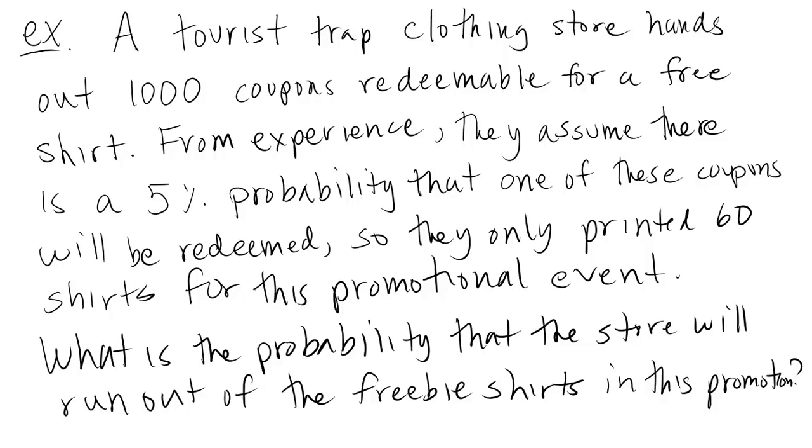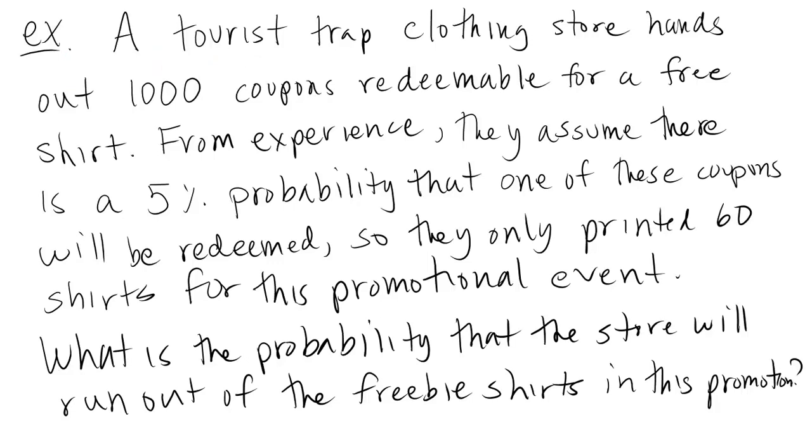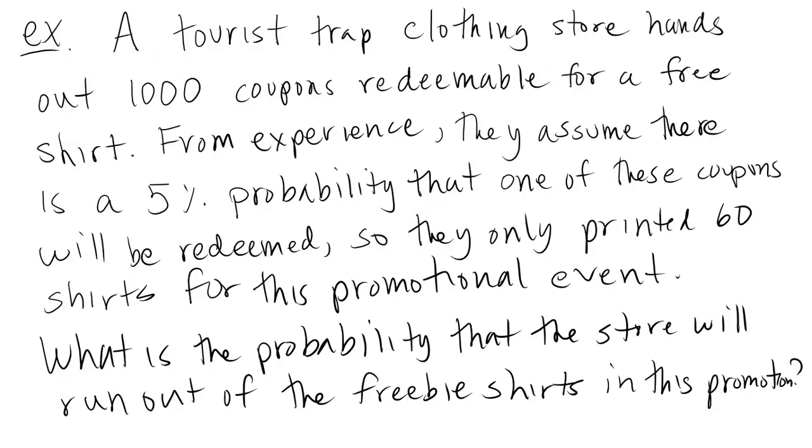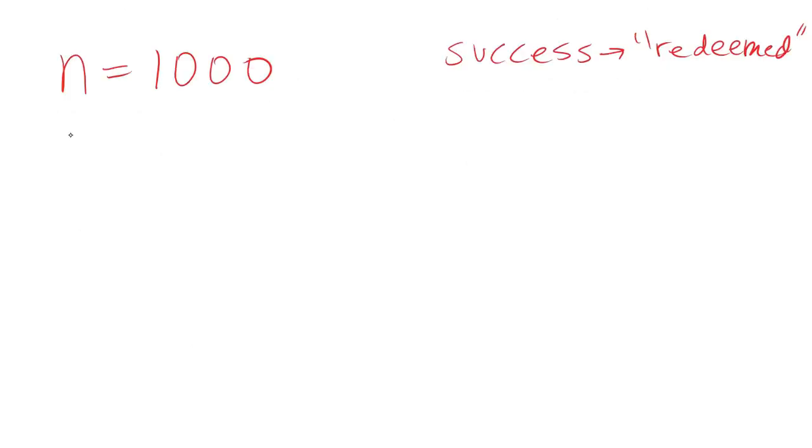Let's make our list. I'm going to have to do this on another slide because I didn't give myself enough room. There are 1,000 trials. P and X are dependent on what you consider to be a success, but we don't have that same issue that we had before. There's a 5% probability that a coupon will be redeemed. That was given in the problem. And we're finding the probability that the store will run out of shirts, which means that we're counting up redeemed coupons because we're counting up the number of shirts that we hand out. So a success is going to be a redeemed coupon. We know that the probability that a coupon is redeemed is 5%. That's 0.05, not 0.5. 0.5 is 50%.